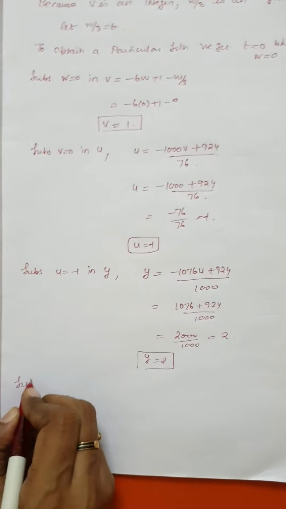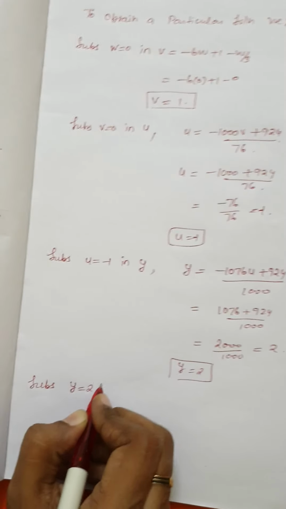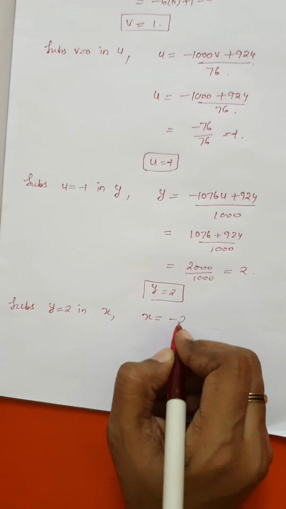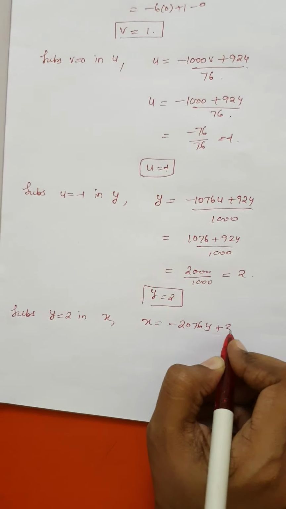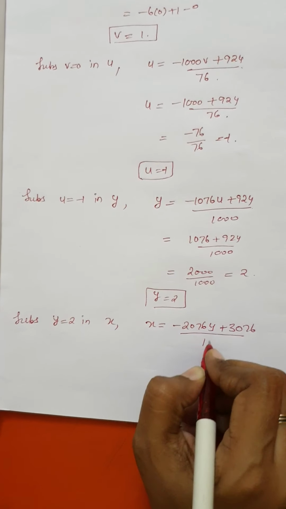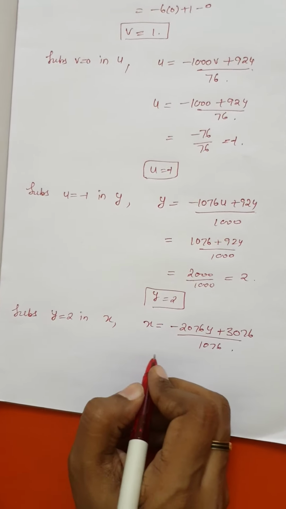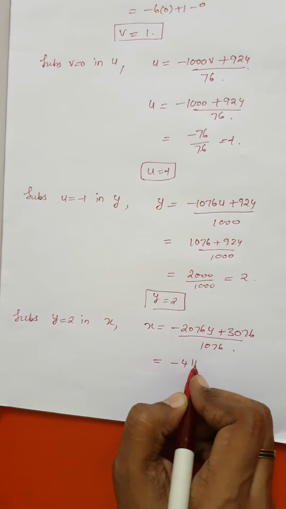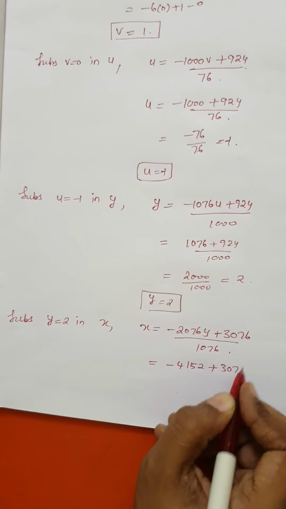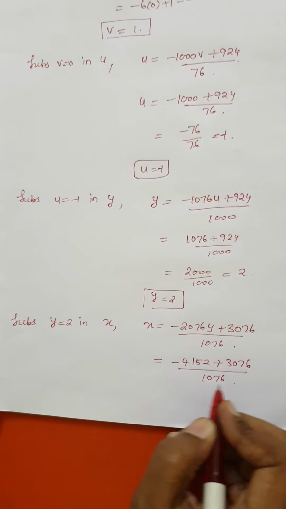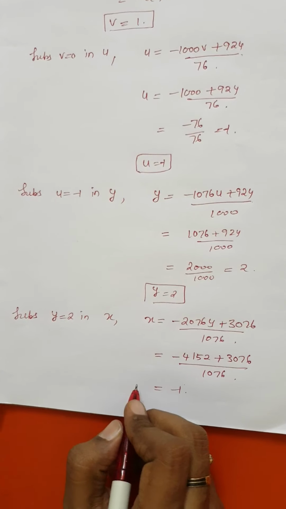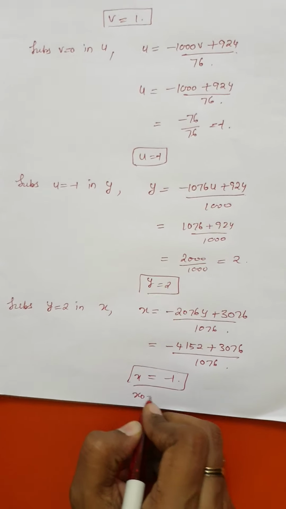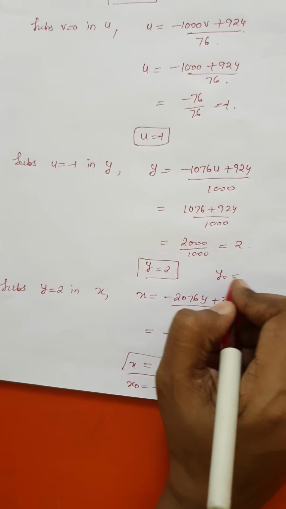So now substitute y equal to 2 in x value. We have the x value as minus 2076y plus 3076 whole thing divided by 1076. So when you substitute y equal to 2, you will get minus 4152 plus 3076 divided by 1076. After simplifying, we will get the value of x as minus 1. Consider this x value as x naught, initial value, and y value as y naught, 2.